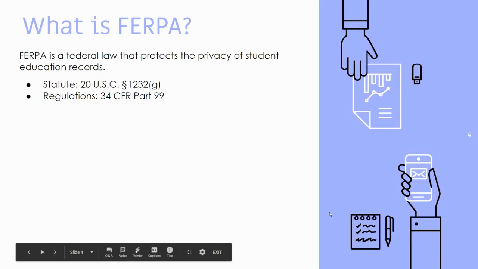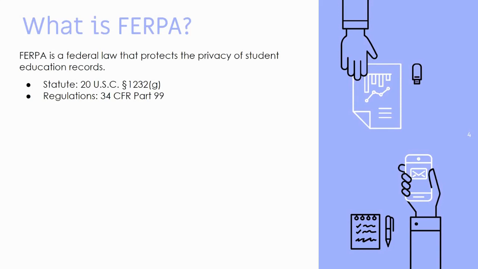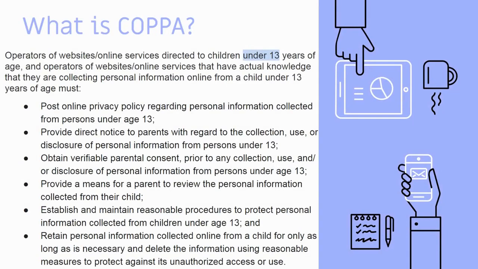So, to dig a little bit deeper, what exactly is FERPA? It is a federal law that protects the privacy of student education records. COPPA is targeted at operators of websites and online services where their services are directed to children under 13 years of age, and operators that have actual knowledge that they're collecting personal information from children under the age of 13. If that is the case, they have to do each of the following.